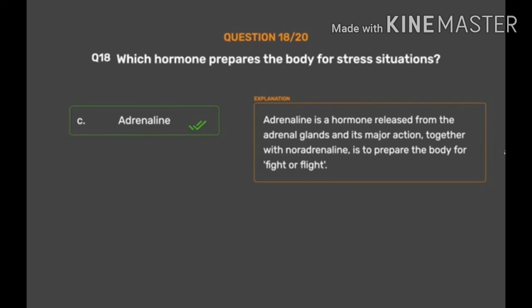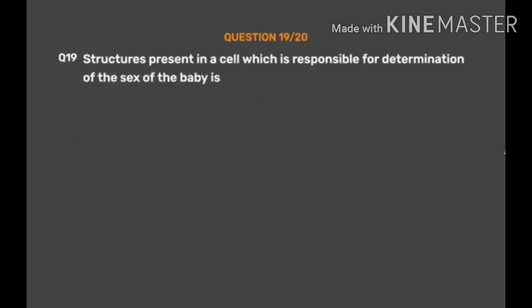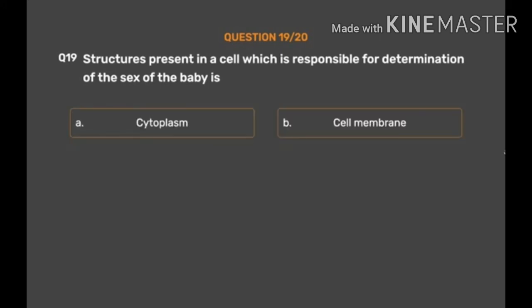Adrenaline. Adrenaline is a hormone released from the adrenal glands and its major action, together with noradrenaline, is to prepare the body for fight or flight. Question number 19. Structures present in a cell which is responsible for determination of the sex of the baby is option A, cytoplasm. Option B, cell membrane. Option C, nucleus. Option D, chromosome.